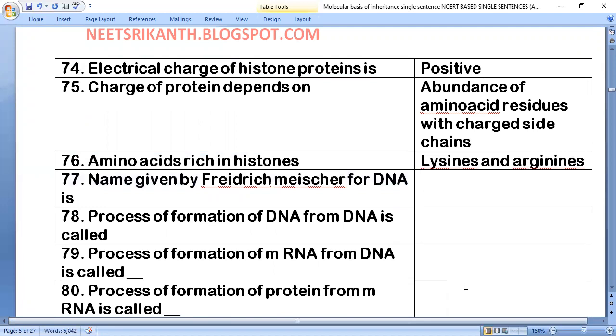Name given by Friedrich Miescher for DNA is nuclein. The process of formation of DNA from DNA is called replication. The process of formation of mRNA from DNA is called transcription. The process of formation of protein from mRNA is called translation.